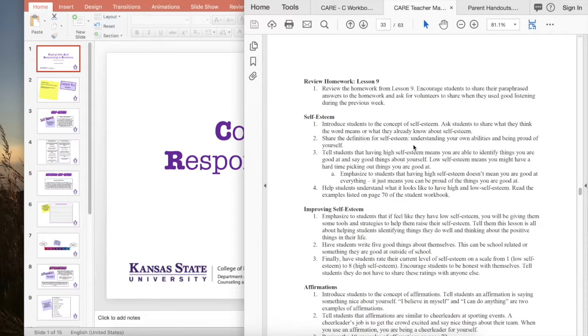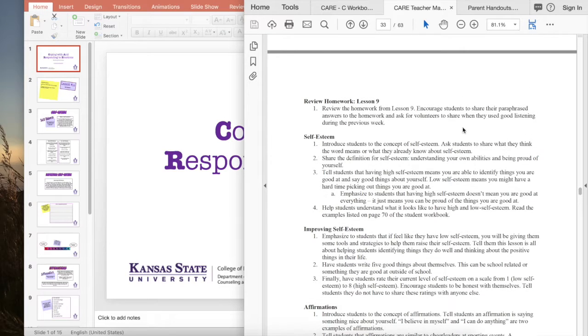And then finally, make sure you review the homework from lesson 9. If you remember, lesson 9 was all about active listening. And so you can encourage students to share their paraphrased answers to the homework. And then if you have time, you might ask for volunteers to share when they've used good listening skills in the previous week.